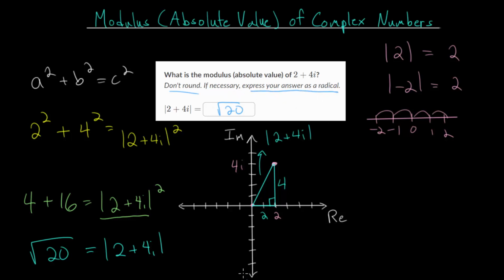And in the next video, we will look at a general formula for finding the absolute value of some general complex number that's anywhere on this plane. And again, the absolute value of that complex number we call the modulus of the complex number.